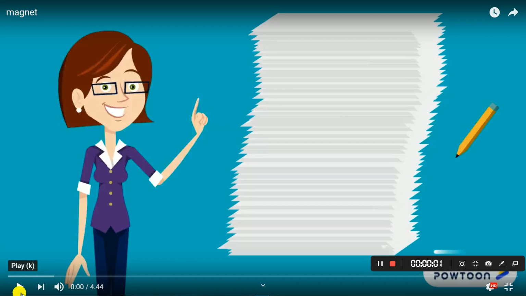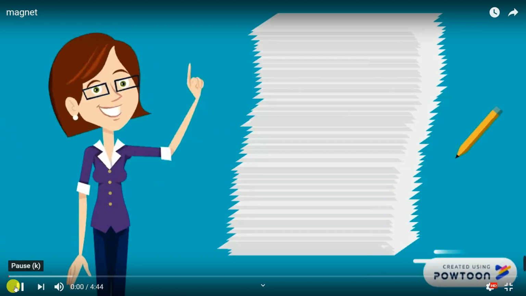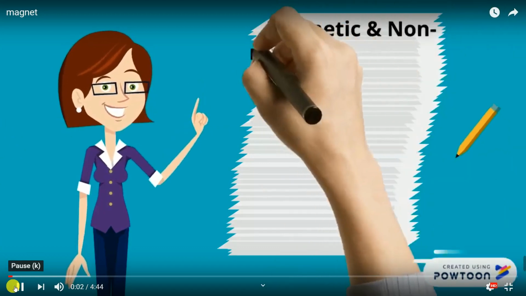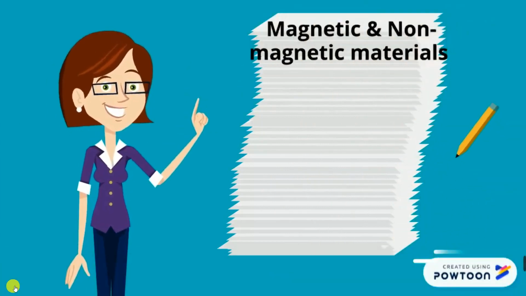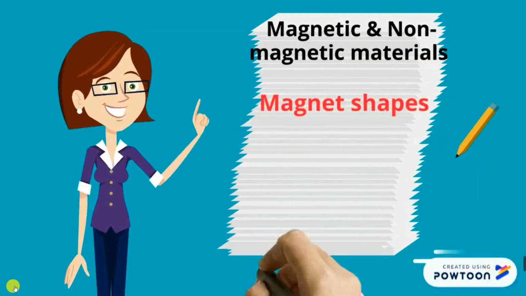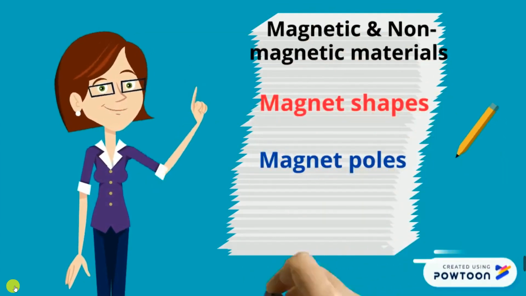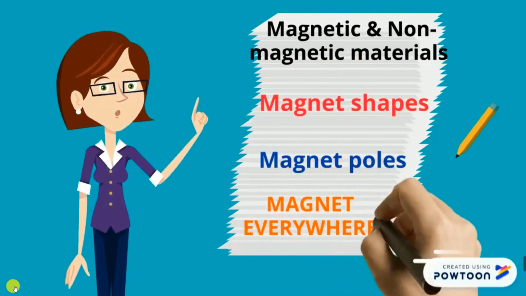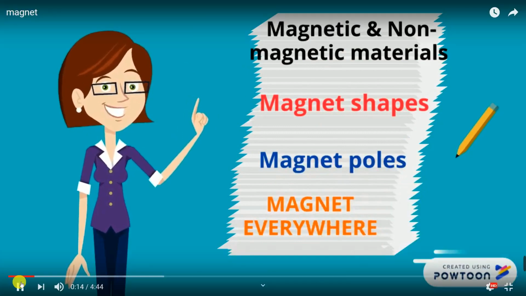Good morning, Primary 2. Today we will talk about magnets, and by the end of the lesson, you should be able to differentiate between magnetic materials and non-magnetic materials. Also, we will talk about magnet shapes, magnet poles, and how we can use magnets in our life. So, are you ready to start?